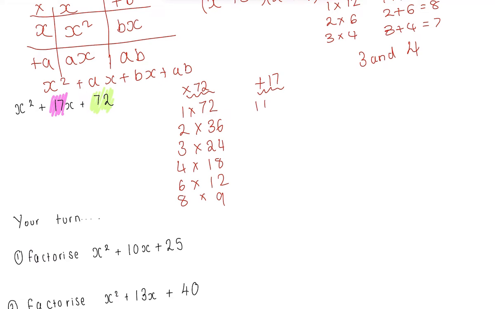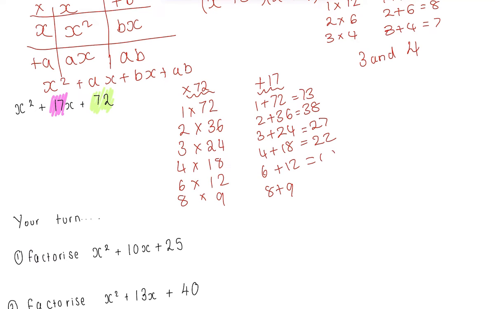So let's have a go at adding them together to see which ones add to give me 17. 4 add 18, 6 and 12, and 8 and 9. So we've got 73, 38, 27, 22, 18, and then here, that would be 17. So here the numbers are 8 and 9. So popping them into our brackets, we've got x plus 8 and x plus 9.